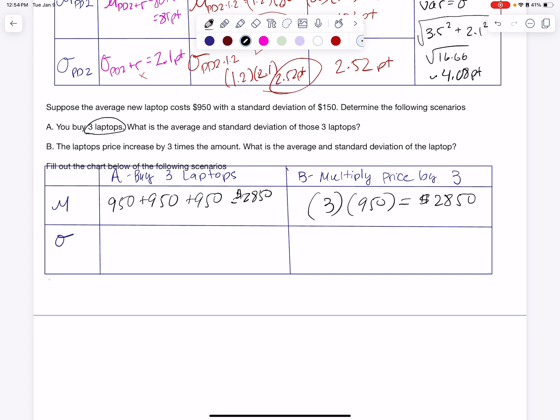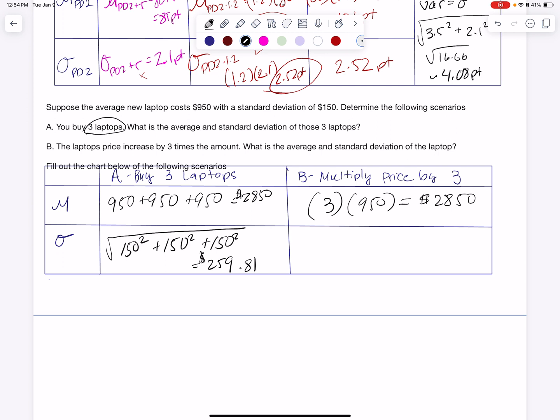For this one here, I'm going to add these together. But can I add standard deviations? No, but I can add the variances. So the variance is going to be 150 squared plus 150 squared plus 150 squared. So that's square root of that. And so you say, okay, that's going to be square root of 150 squared, and that's going to be 259.81 cents. Okay?